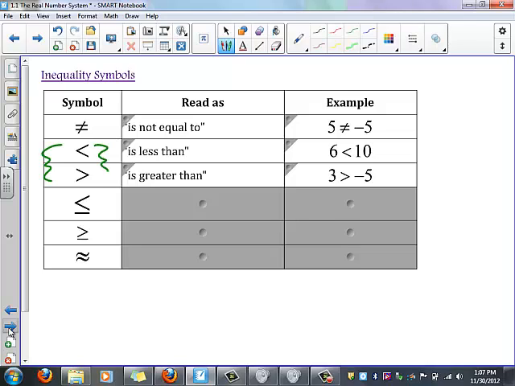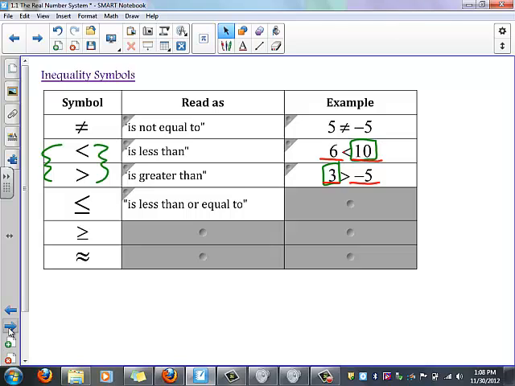The difference between these two is you always want to eat the larger number. Notice in this case it's open towards the larger number, and in this one it's also open towards the larger number. So when you read it across, we have 6 is less than 10. Here, 3 is greater than -5. So you always want to think of it as opening towards the larger number.